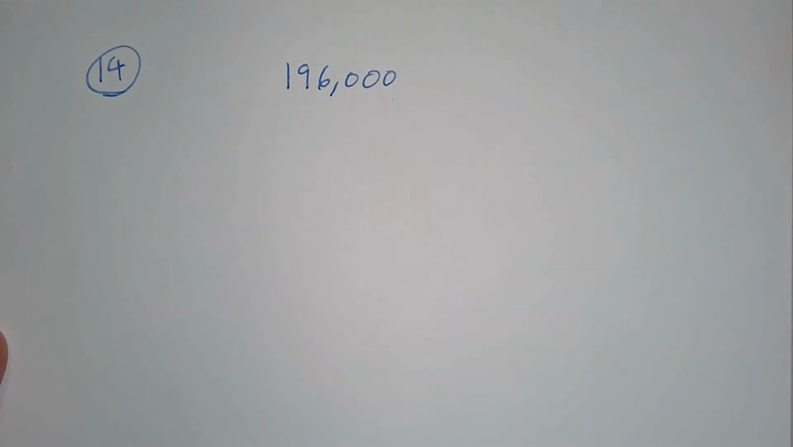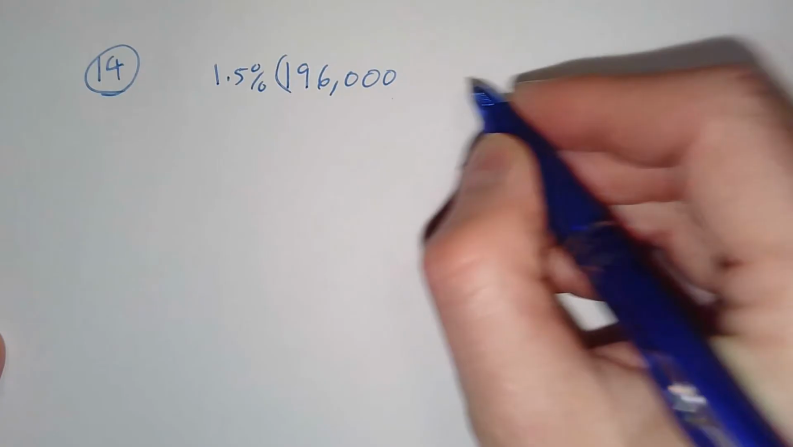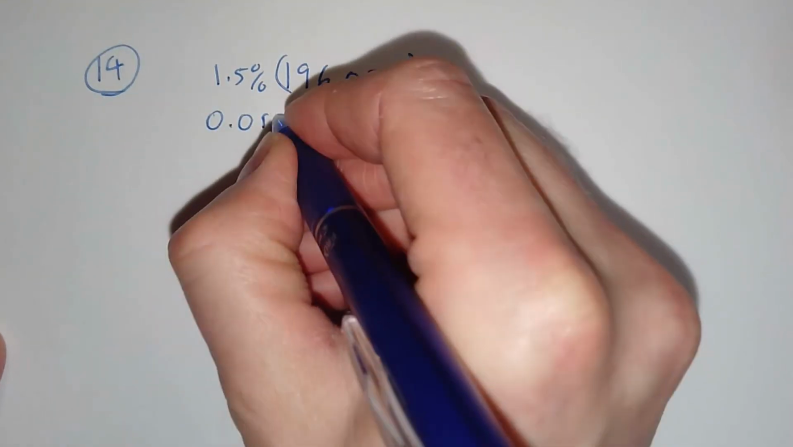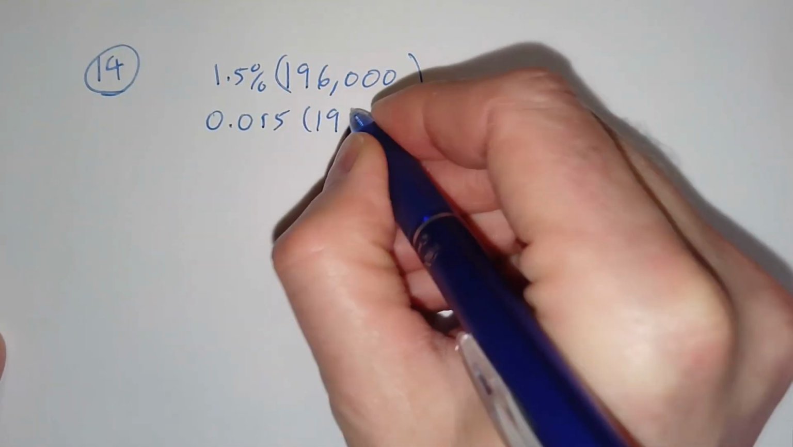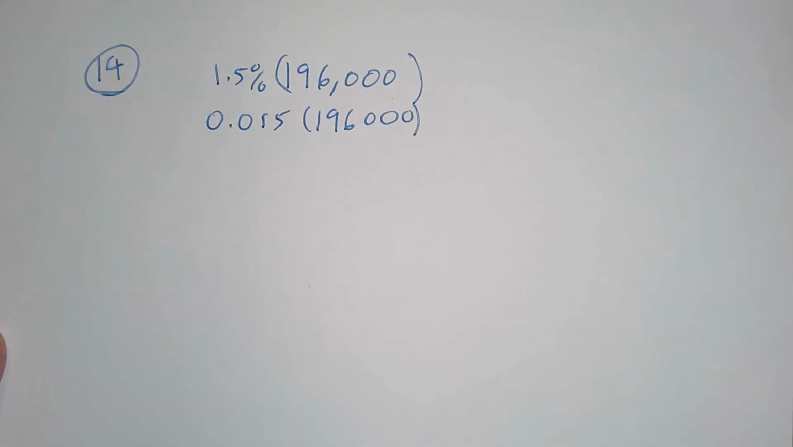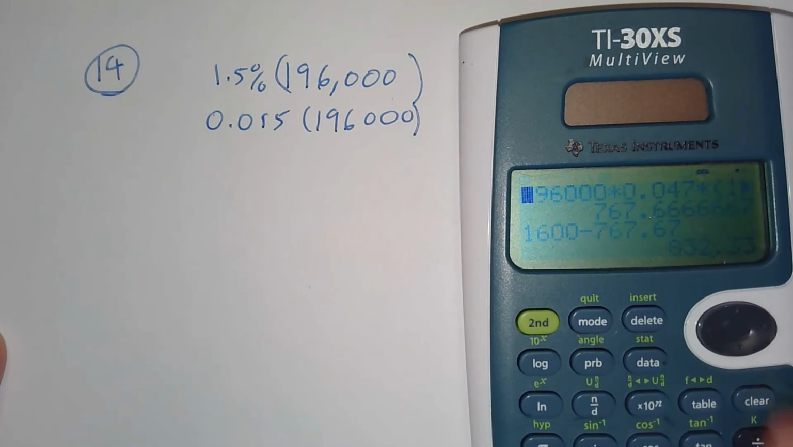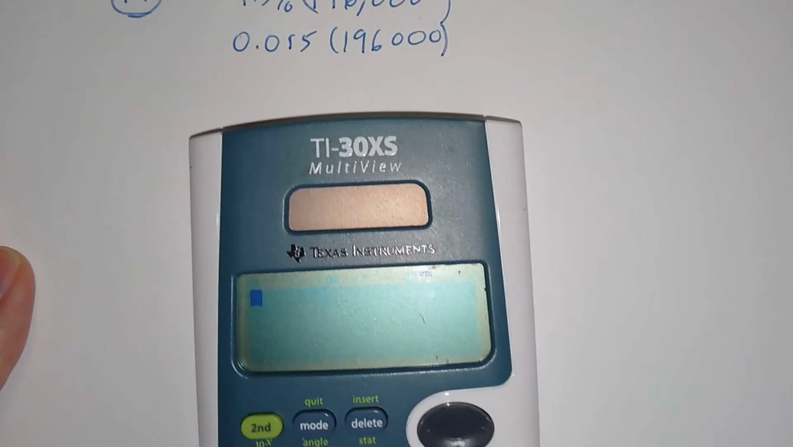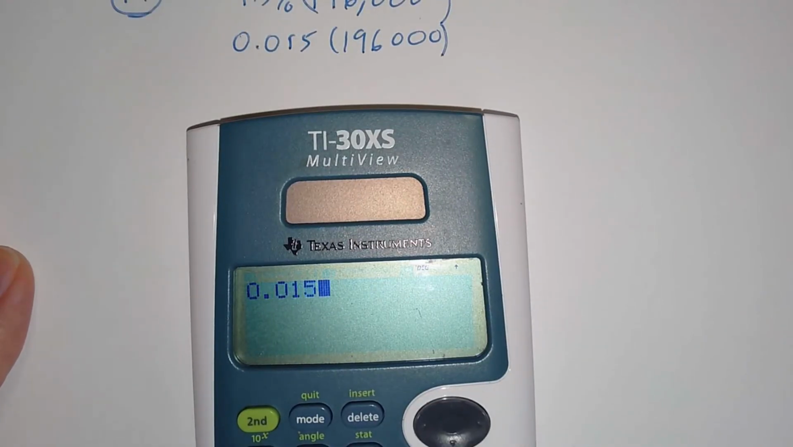1.5 points is 1.5%. So we're taking 1.5% of that 196,000. I'll write that as a decimal. And then we're going to multiply. So it'd be $2,940.